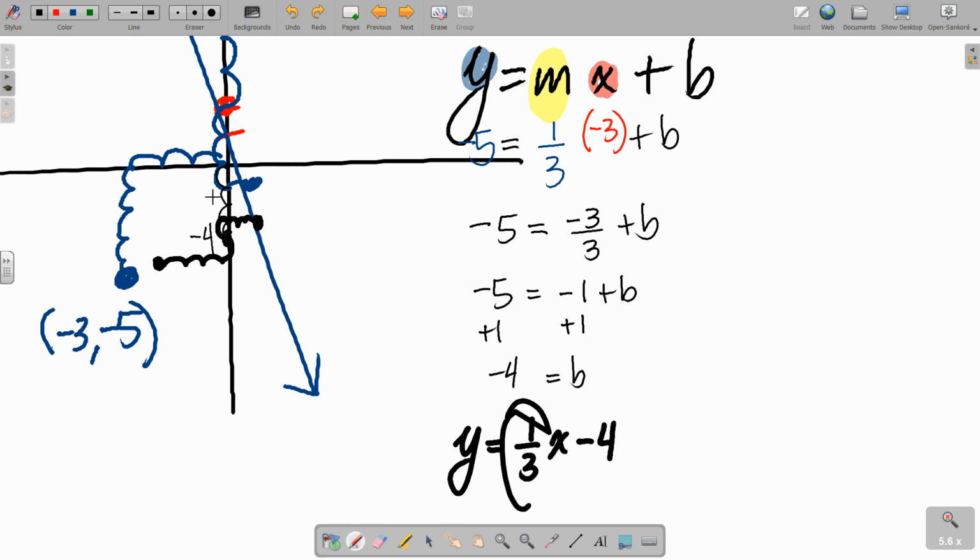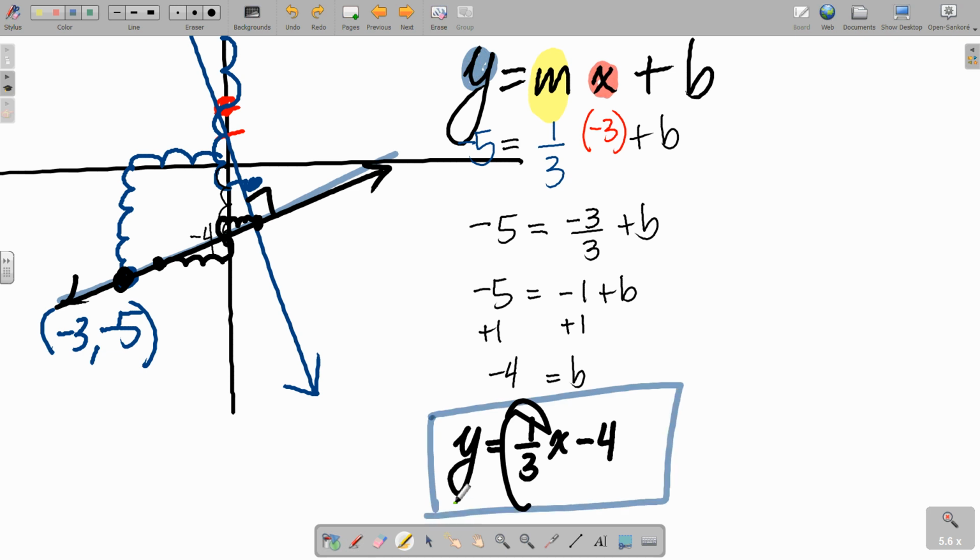And if you do this with a straight line, you see my lines are perpendicular. They make a right angle, and they go through our desired point. So the equation of this desired line is going to be y equals 1/3 x minus 4. Pause the video, do the one on the right, check your work.